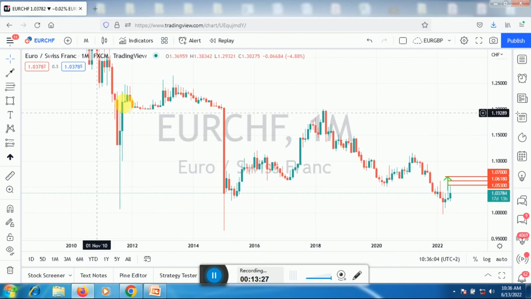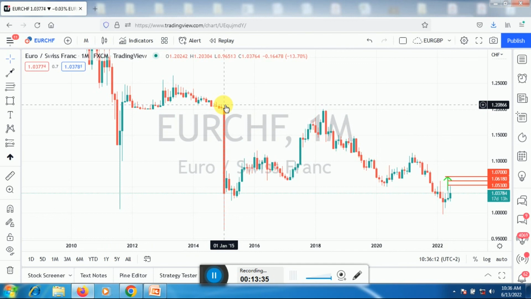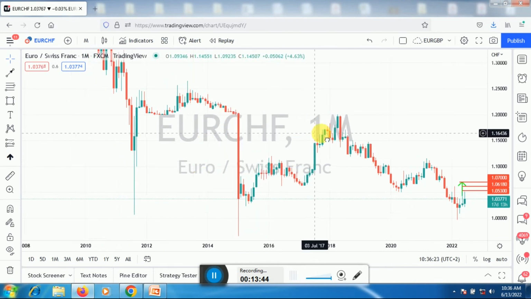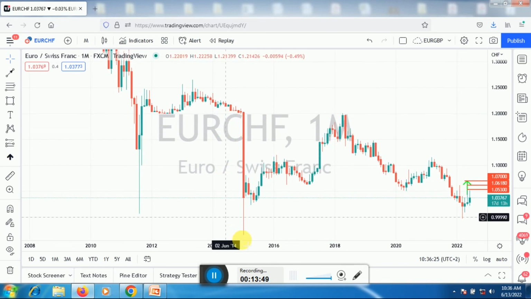So those governments formed an agreement that they would peg the euro CHF not to go lower than the 1.20 level. But what actually happened, the peg was removed, and then euro CHF fell extremely hard. You can see that this is a monthly chart. You can see how big this candle was. If I go lower to a daily chart, you can see how massive this move was. About 30% of euro CHF fell on that particular day.